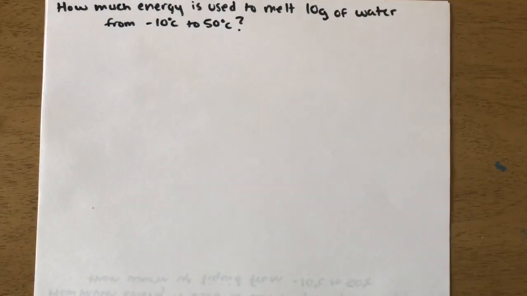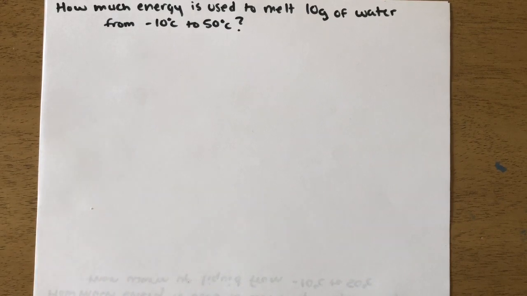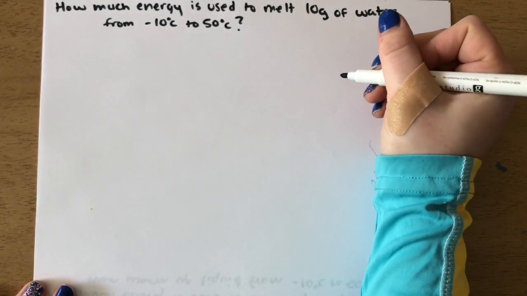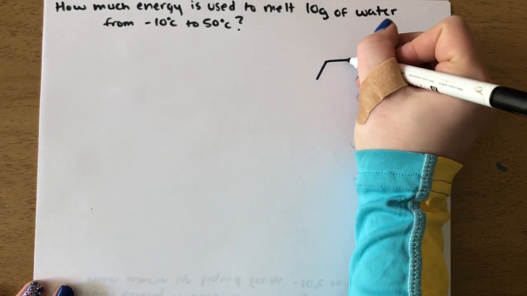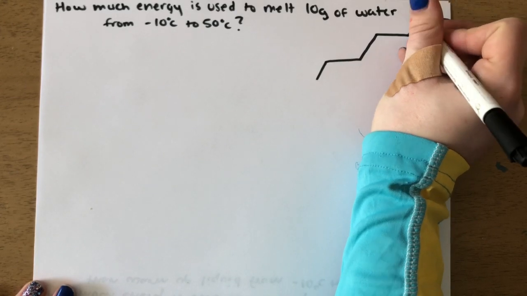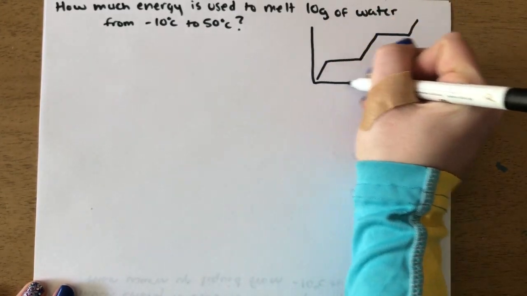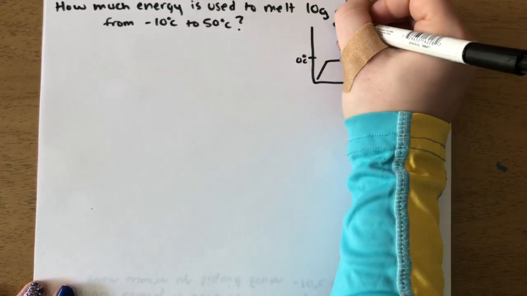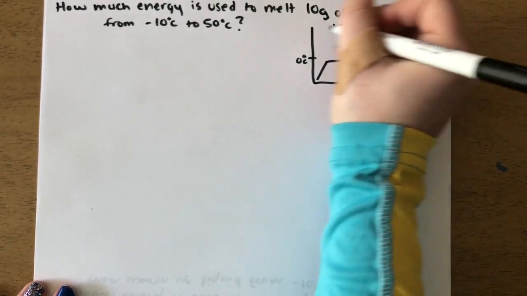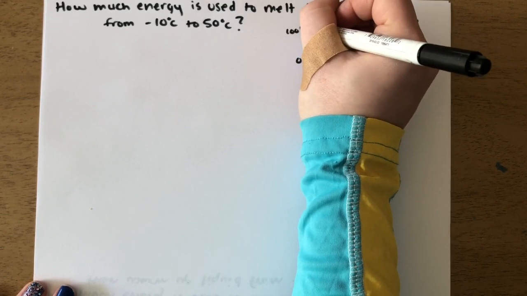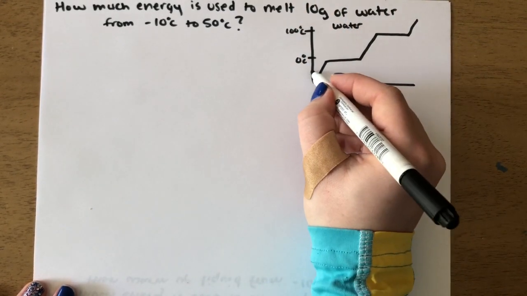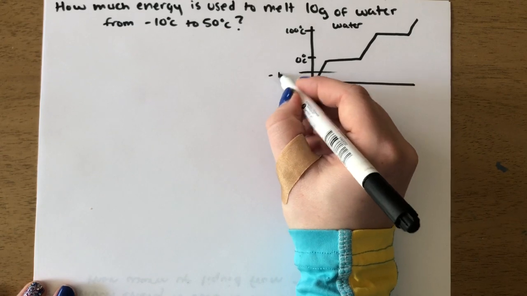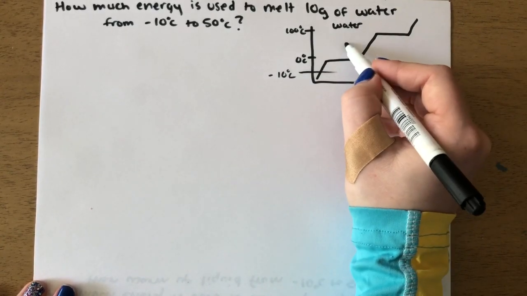Okay, so let's do a new equation on how much energy is used to melt 10 grams of water from -10 to 50 degrees Celsius. So it's important to draw out this chart. Here's 0 degrees Celsius, and we're dealing with water. And here's 100 degrees Celsius. And we're going to go from -10 to 50.